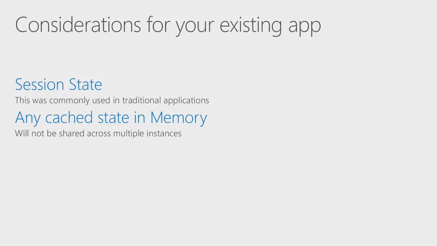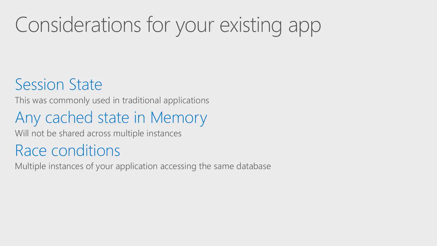Or you could use one of the Service Fabric programming models, which we'll take a look at in a few minutes. And finally, now you have multiple instances all accessing the same database. Be aware that there could be some conflicts when reading and updating that data. Now, these are things that you may have already taken care of inside your application, but there's things you need to be aware of when moving your application.